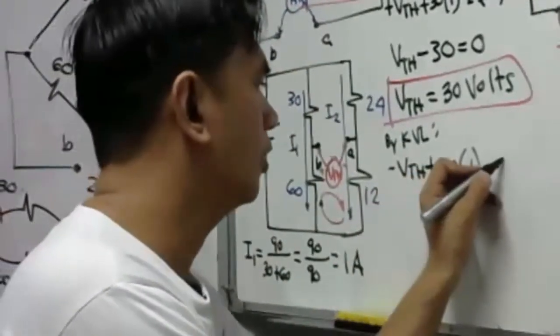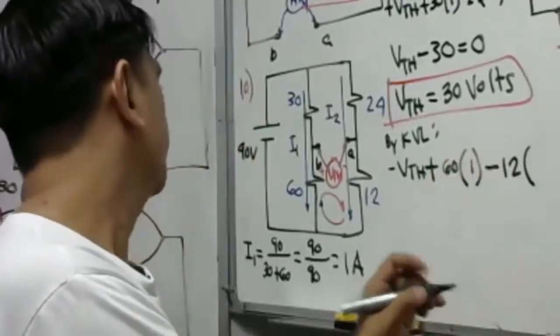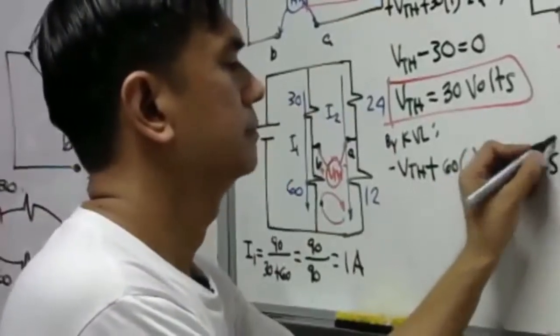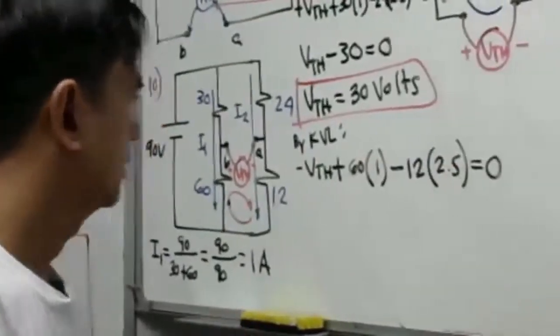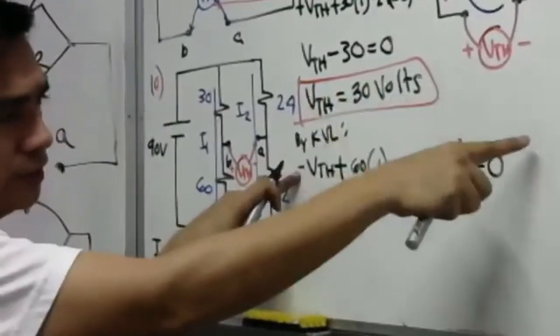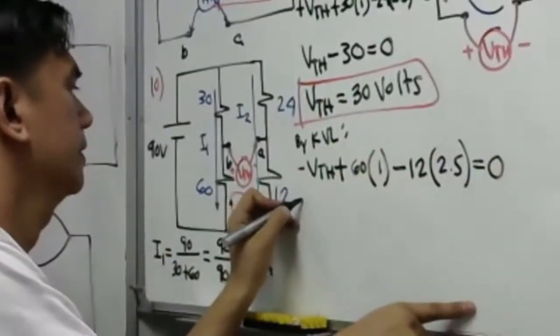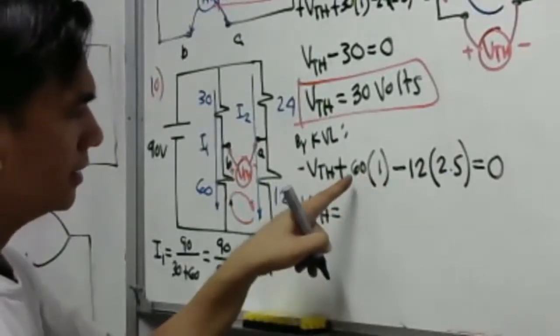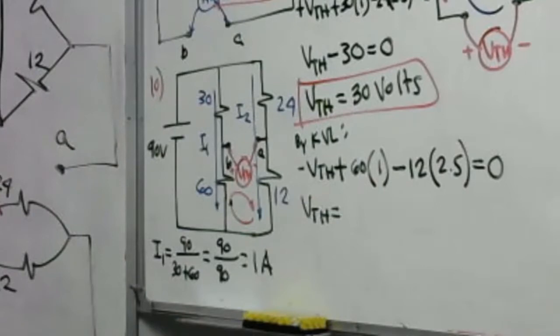So we have here 12 ohms multiplied by the current I sub 2, which is 2.5, that will be equal to 0. Take a look here. I will transpose the negative VTH going to the right, so that will become positive VTH. Then I just have to calculate 60 minus 12 times 2.5. That will be equal to still 30. That's correct.